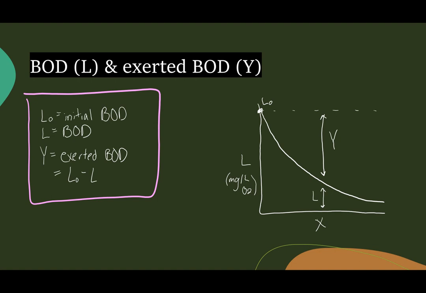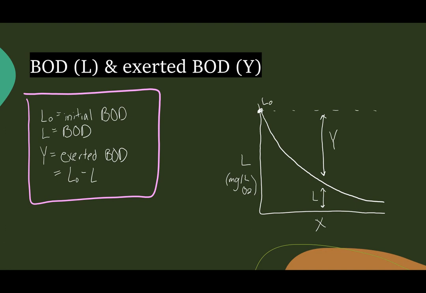So the first one is BOD represented by an L, as well as exerted BOD represented by a Y. When measuring BOD, we will be analyzing what effect a sample has on oxygen available to living organisms in the water into which waste is discharged. BOD is usually the limiting reactant and controls kinetics. BOD is most commonly seen in units of milligrams per liter of O2.